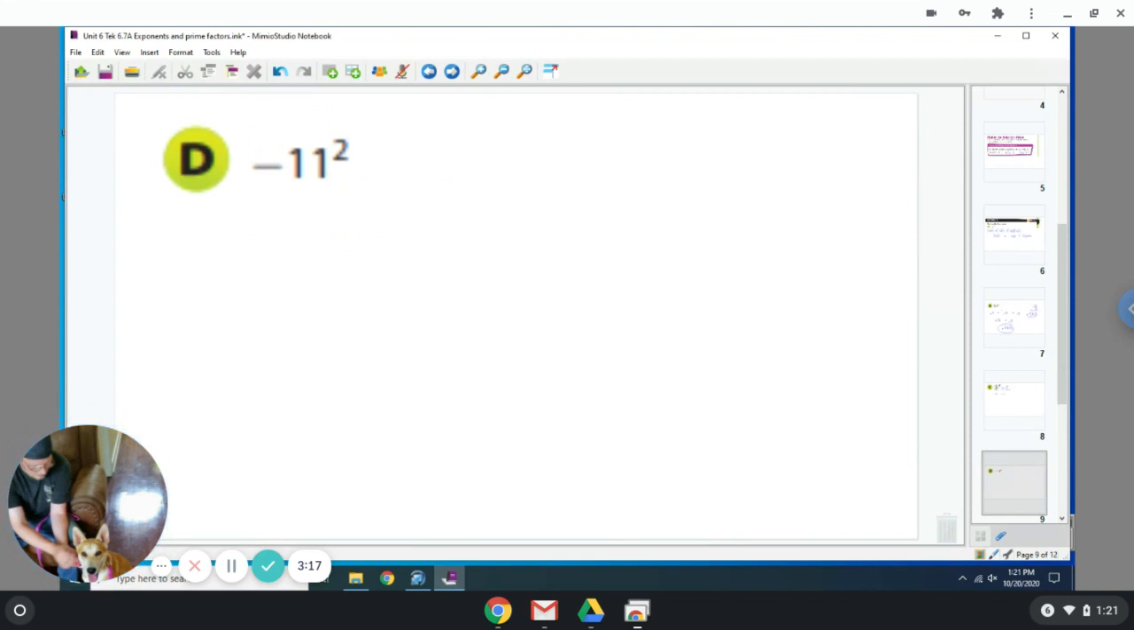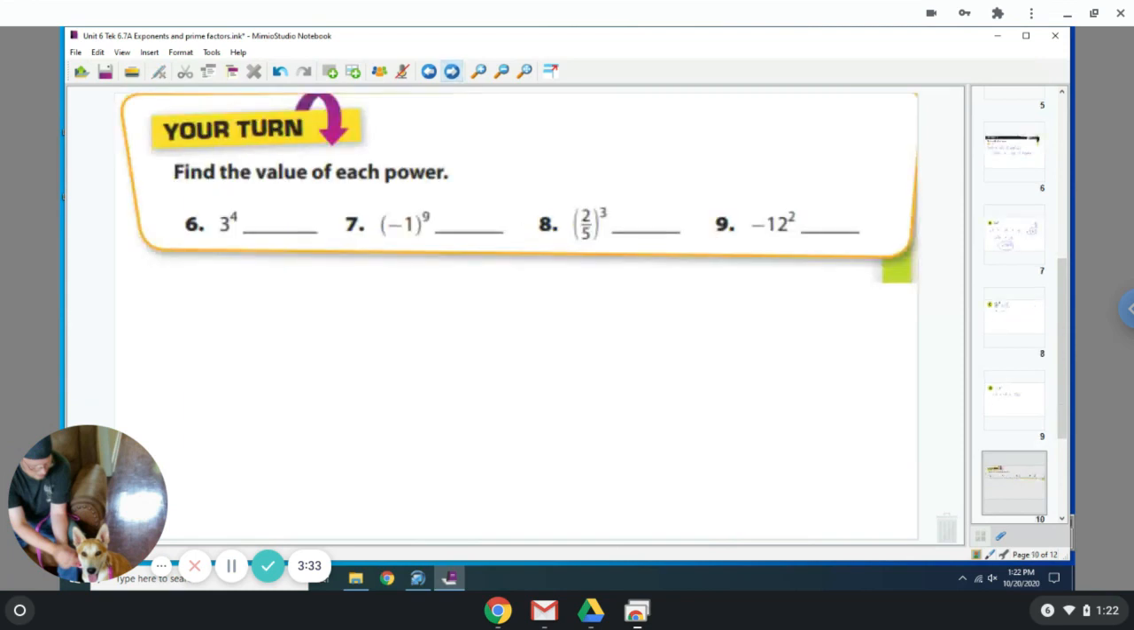And then -11 to the second power is -11 times -11, which is positive 121. So now you try it.